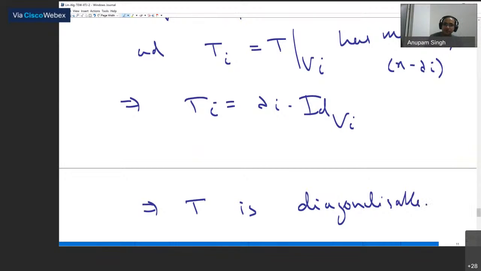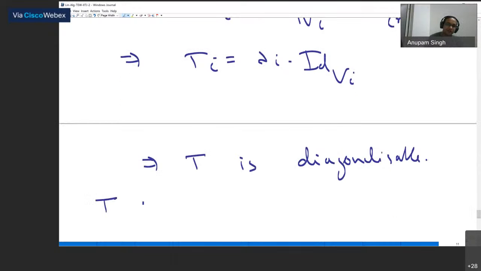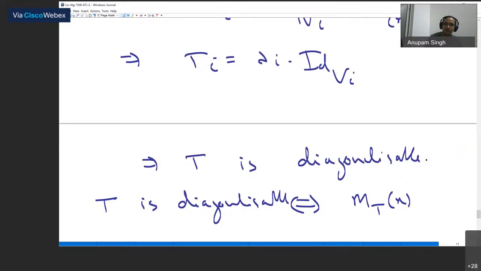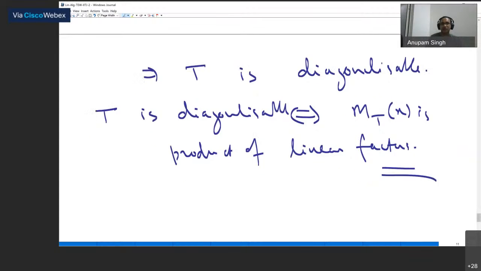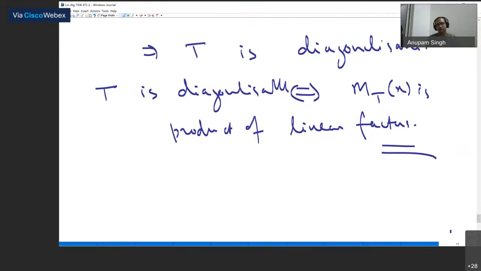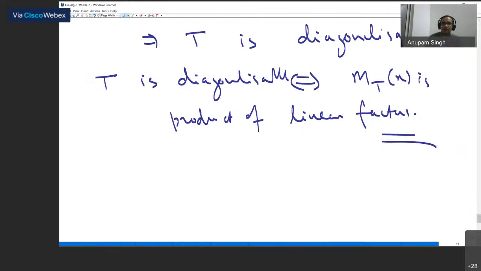So this will prove the result that a linear transformation T is diagonalizable if and only if the minimal polynomial of T is a product of linear factors. Right? So we prove that result. In fact, if you see the proof of this earlier, we can also prove this using the primary decomposition theorem quite easily. It just follows as a corollary of the primary decomposition theorem.